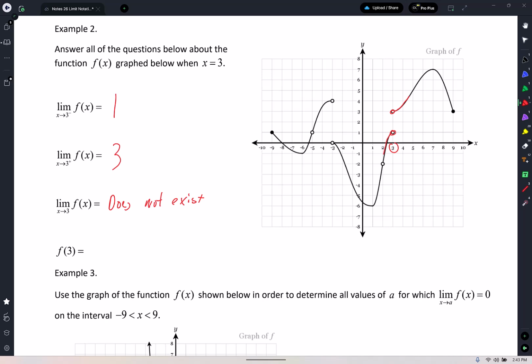But this one, notice it says f of 3. I'm going to look at x equals 3. Do I see a point or a solid curve at x equals 3? So you're going to say undefined.